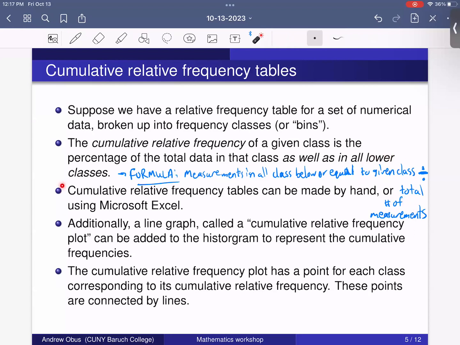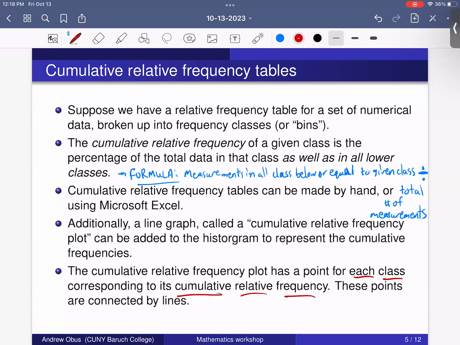Okay, so cumulative relative frequency tables, you can make them by hand. You can also make them in Microsoft Excel. And additionally, a line graph called a cumulative relative frequency plot can be added to the histogram to represent the cumulative frequencies. And what does this plot have? It has a point for each class corresponding to its cumulative relative frequency. And then these points are connected by lines.